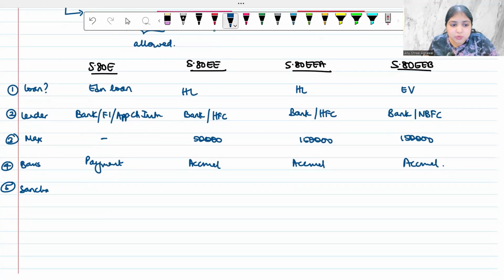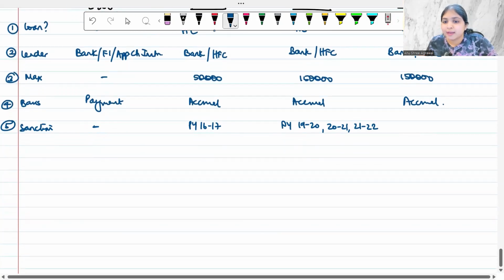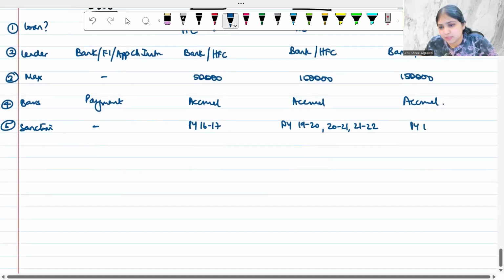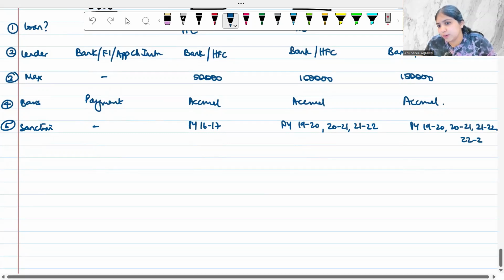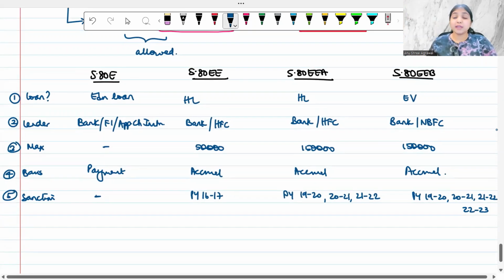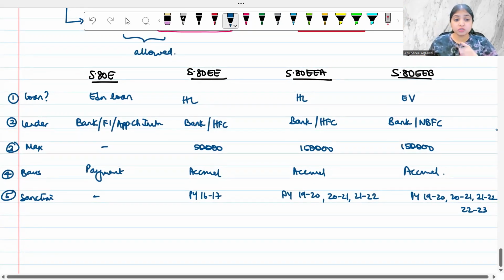When was the loan sanctioned? No such period in 80E. For 80EE, we're talking only about previous year 16-17. 80EA, we're talking about previous year 1920, 2021, and 21-22. And 80EEB, we're talking about previous year 1920, 2021, 21-22, and 22-23. Okay, so with this, I think you have solid understanding about all these 4 sections under the 80E series.